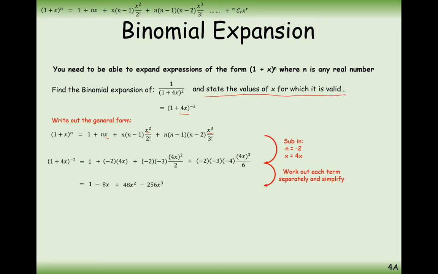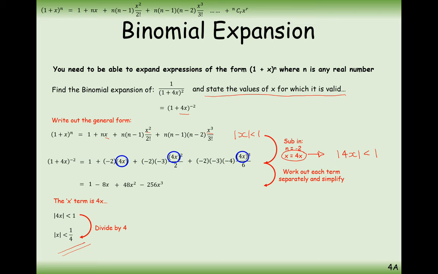Now we have to finish our answer by stating the values for which x is valid. Just a reminder that in this expansion, we want modulus of x to be less than 1. That's going to translate to what we've turned x into. What we've turned x into is 4x now. So in this case, the x term is 4x, so that's what we're going to put inside our formula to work out the values of x which are valid for this expansion. We can divide through by 4 as well. That's not going to harm the modulus inequality. So it's going to be modulus x is less than a quarter.